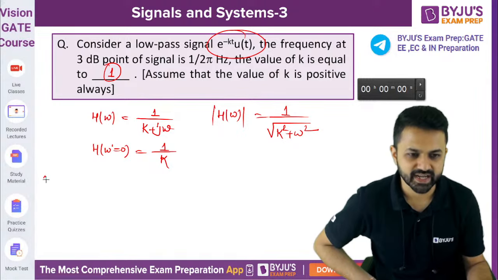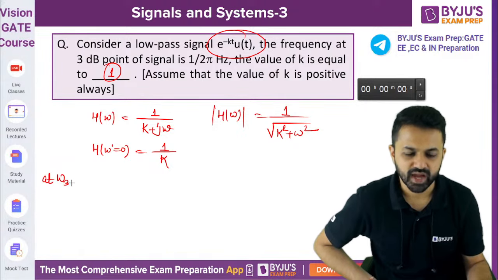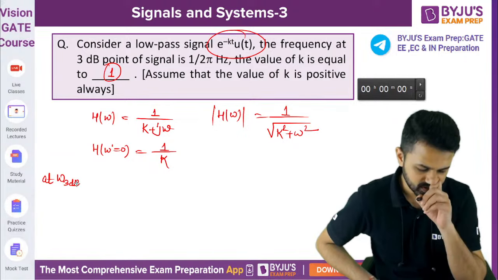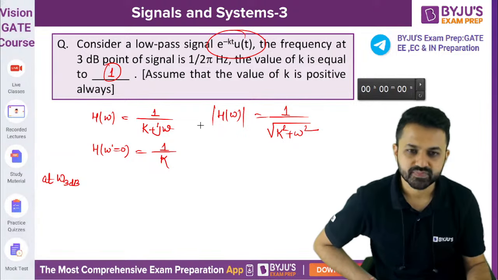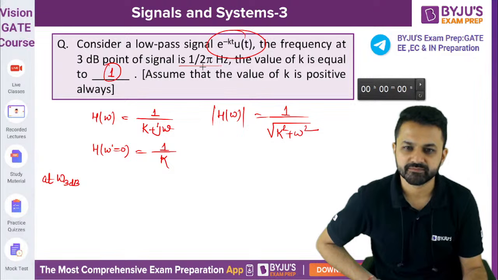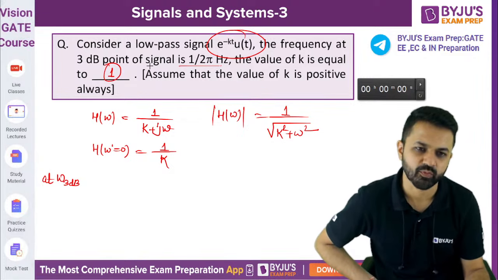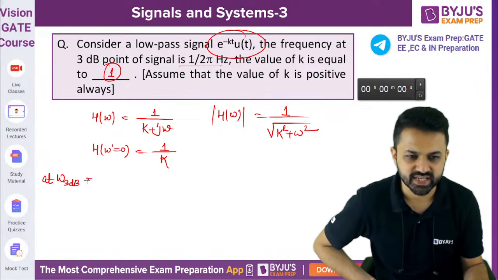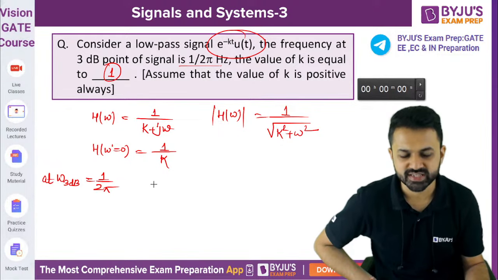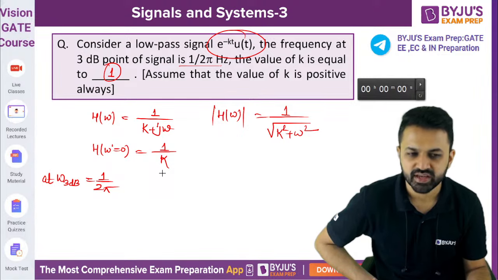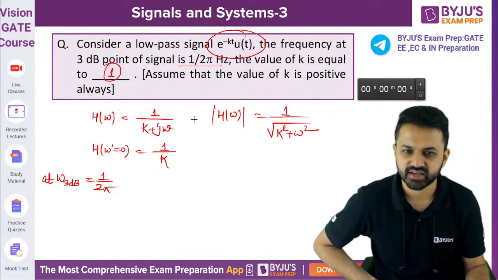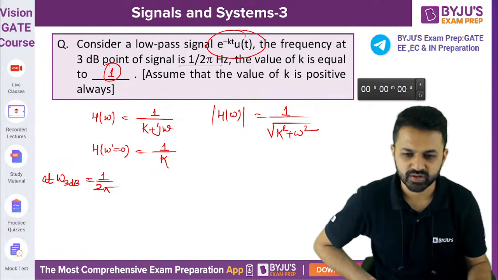So it is saying that at the 3 dB point, it is having 1 upon 2π. The frequency at the 3 dB point of the signal is 1 by 2π. So the 3 dB frequency is 1 upon 2π. What is the 3 dB frequency? So at the 3 dB frequency, it is given in hertz. Okay? So remember that it is given in hertz.